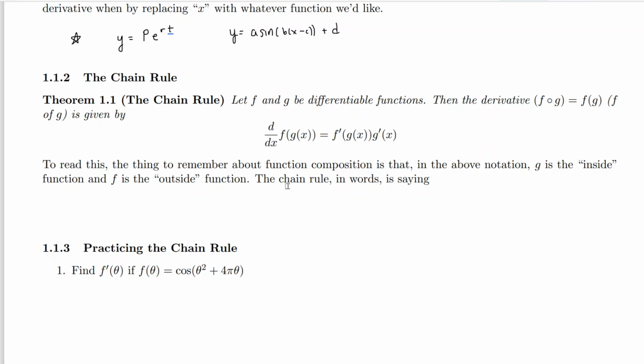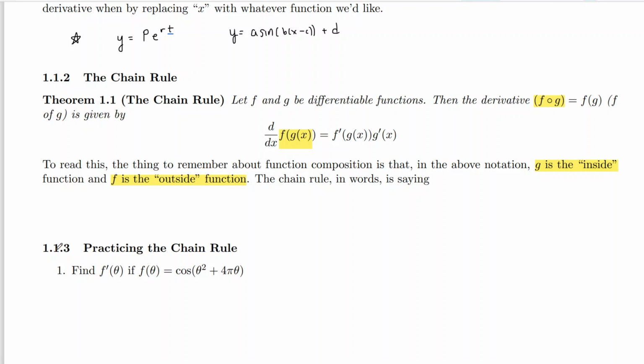Now, one thing to remember when you're looking at this formula and how we're going to actually read it, because like with all the other derivative rules, it's better to remember how to read it. You should have the formula somewhere in the back of your head, but reading it is the most important thing. In the above notation, when you're talking about function composition, the function that's closest to the x, which in this example is g, is considered the inside. And the one that's farther away, which is f, is considered the outside function.